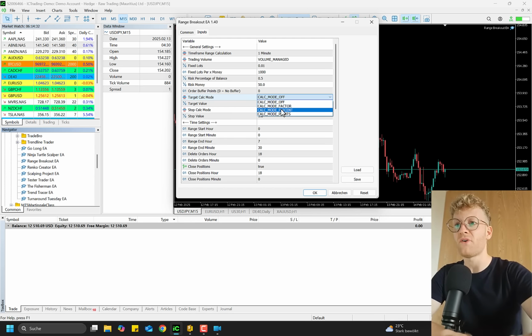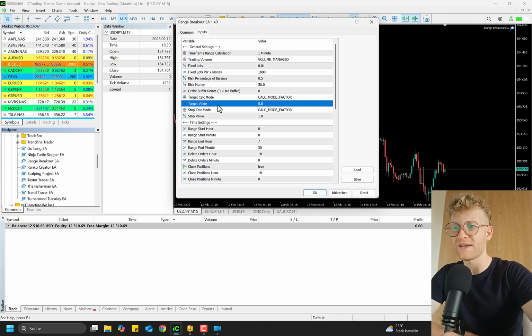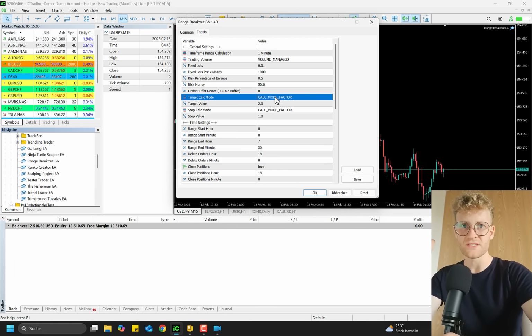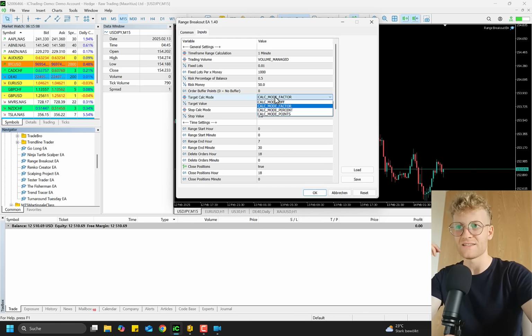We can define the TP and the stop loss based on a factor of the current range. Like if the current range is 100 points big, then the calculation mode factor would take the value that is here for the target value, and it would multiply the range with this value. So if this is 2, for example, and we use calculation mode factor, then the TP is 2 times the range of the current day. And again, if this is confusing to you, just try it out in the strategy tester. There's no money to lose in the strategy tester, and it will help you to easily understand all of this.